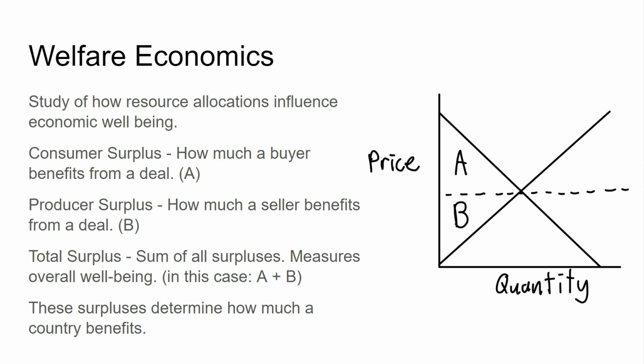Consumer surplus measures the benefit a consumer receives when buying something cheaper than expected. It is calculated by finding area A on the graph. Producer surplus measures the benefit a producer receives when selling something for more than expected. It is calculated by finding area B on the graph.